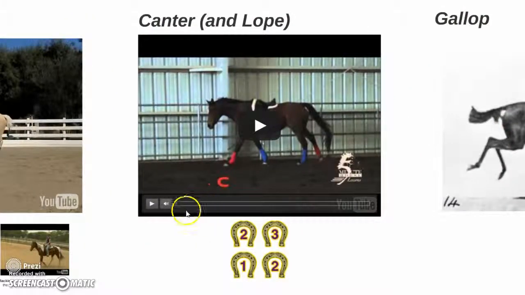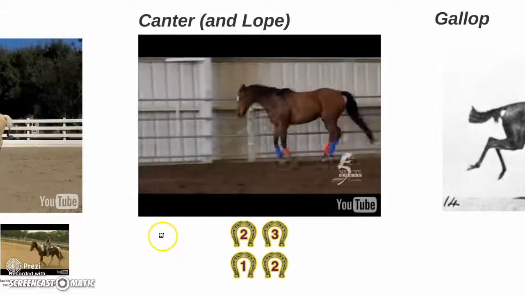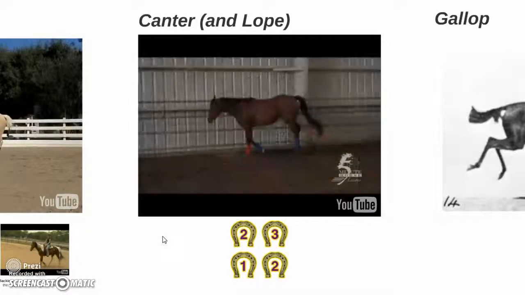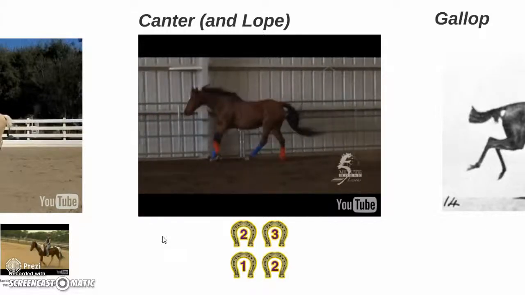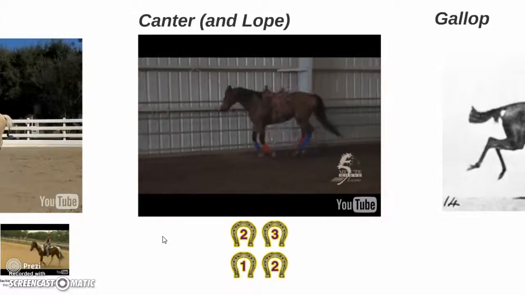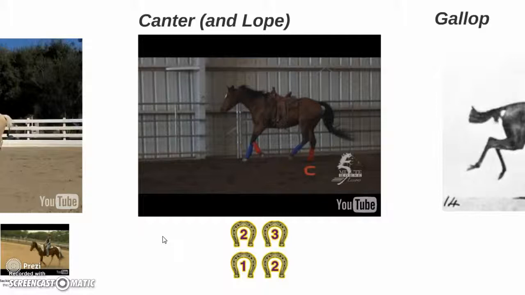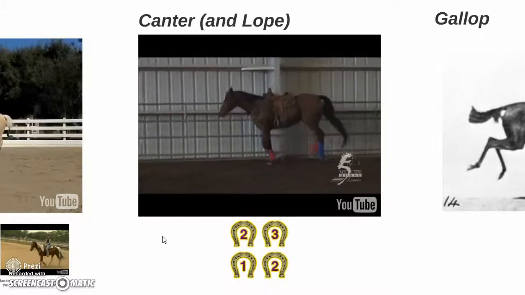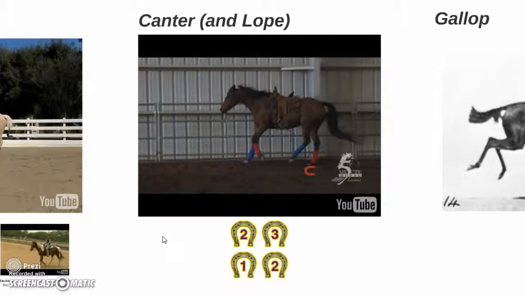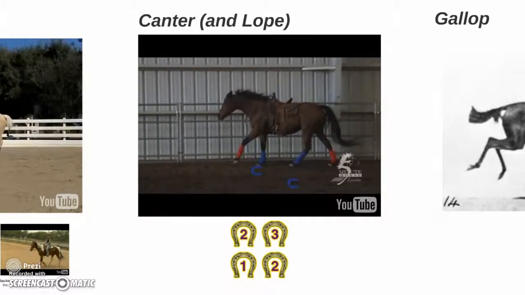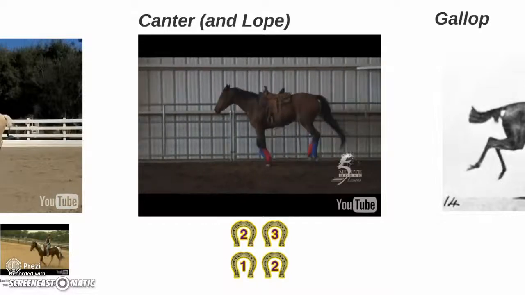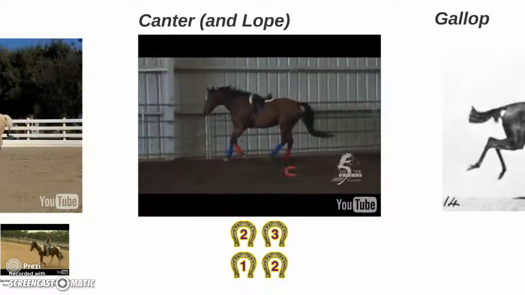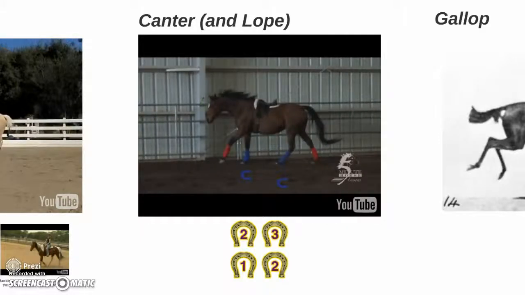Next, we have the canter and lope. What this video acknowledges is that they are the same. The only difference is the tack you use. It starts with a hind foot, followed by a diagonal pair, and then the lead leg. The same in English: the hind, diagonal pair, and lead leg. The only difference is the tack that you're using.